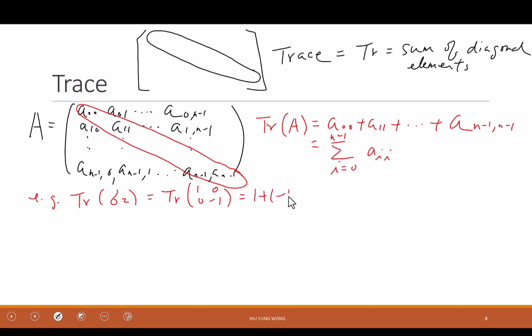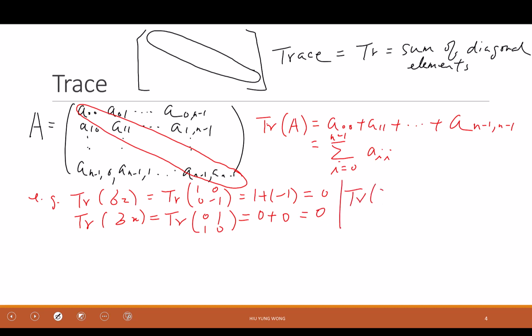1 plus minus 1. Do you agree, everyone? That's the trace. We sum over the diagonal. Equals 0. What's the trace of sigma x? What is sigma x? You should memorize it. 0, 1, 1, 0. What is the trace? 0 plus 0 equals 0.